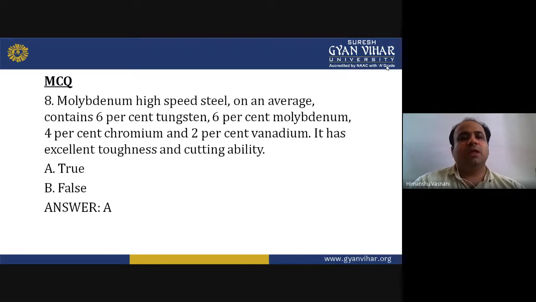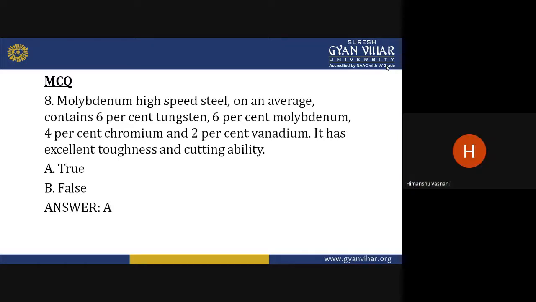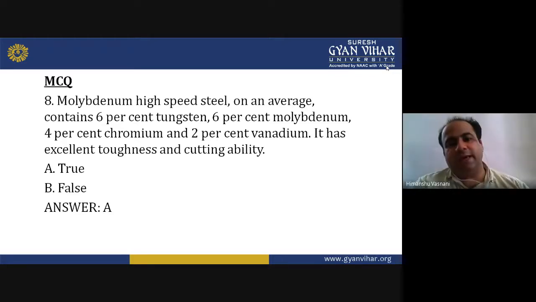So true. Now, molybdenum high speed steel on an average contains 6% tungsten, 6% molybdenum, 4% chromium and 2% vanadium, which gives excellent toughness and cutting ability. As the name says, molybdenum high speed steel, if you compare with all the high speed steels, only this one is named for molybdenum and it has 6% molybdenum in it. So I think it's true. The answer is true.